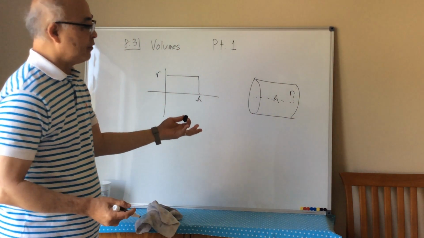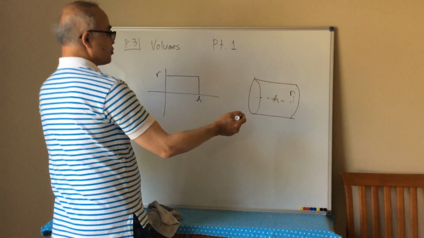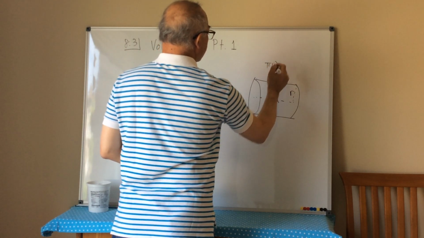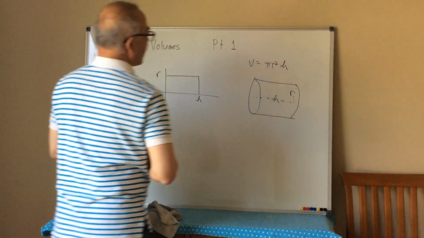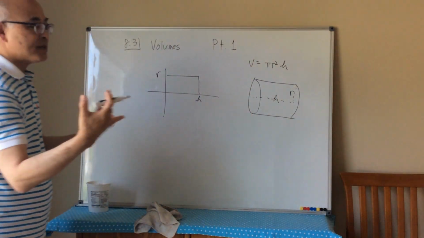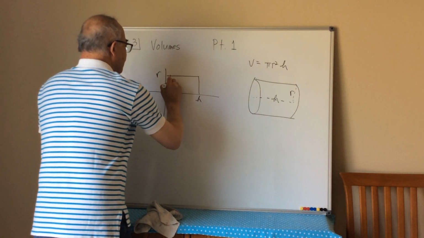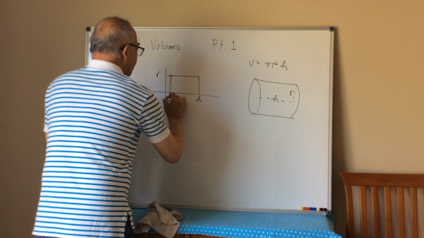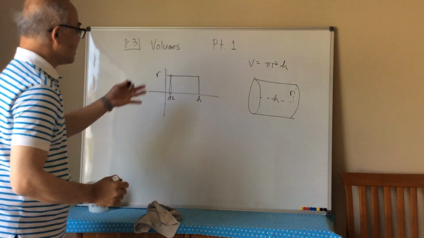Well, we already know how to do this, right? We learned this in geometry. The base area here is pi r squared, and then we multiply that by the height, and this is what the volume is going to be. Okay, so we're going to derive this in a different way. What we're going to do is cut this in slices like this, where the thickness is dx, or delta x, right?